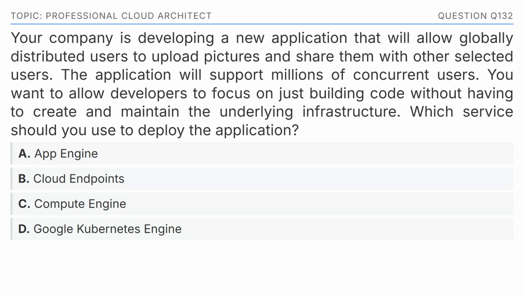Your company is developing a new application that will allow globally distributed users to upload pictures and share them with other selected users. The application will support millions of concurrent users. You want to allow developers to focus on just building code without having to create and maintain the underlying infrastructure. Which service should you use to deploy the application? The options are: Option A, App Engine. Option B, Cloud Endpoints. Option C, Compute Engine. Option D, Google Kubernetes Engine.